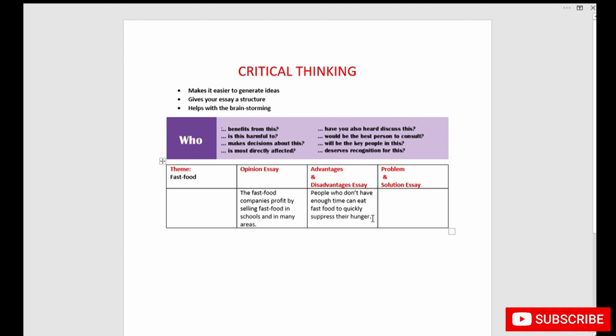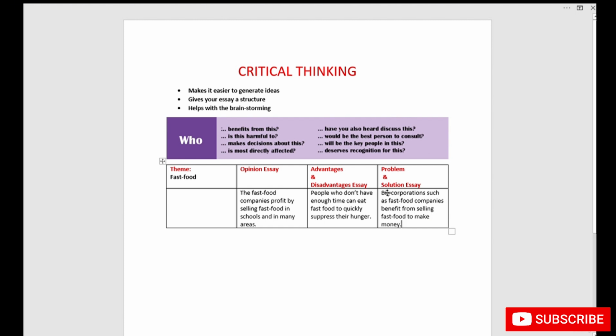And for the problem and solution essay, you can say, big corporations such as fast food companies benefit from selling fast food to make money.